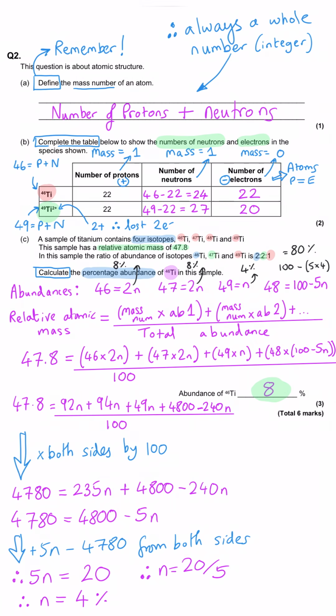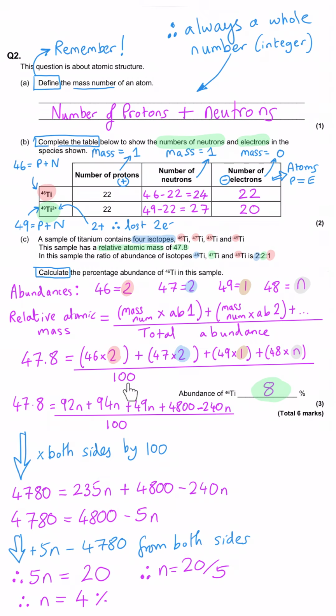I did mention that there were two ways that you could do this. The second way doesn't work in percentages, and so it's not quite so routine as the other. What we could have done is treated the original ratio as the actual abundance, so 2 and 2 and 1. And so the difference would come in our expression here. Where we've multiplied at first 46 times by 2N, we would just multiply it by 2. And 47 would also just be multiplied by 2, 49 would be multiplied by 1, and 48 would be multiplied by our own unknown number, which we'll just call n, like before.